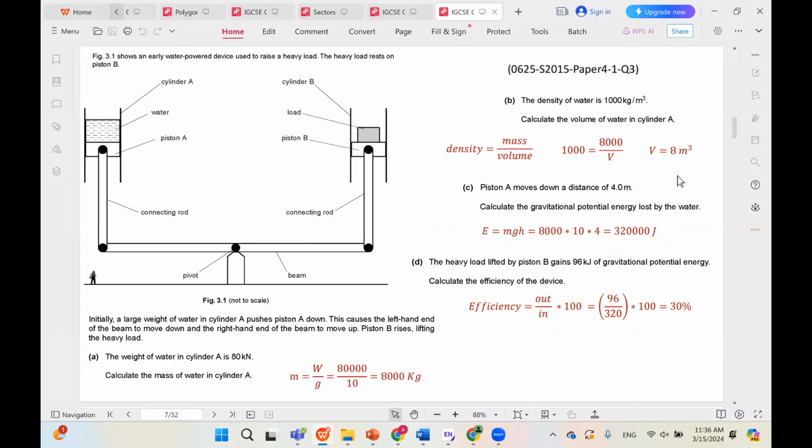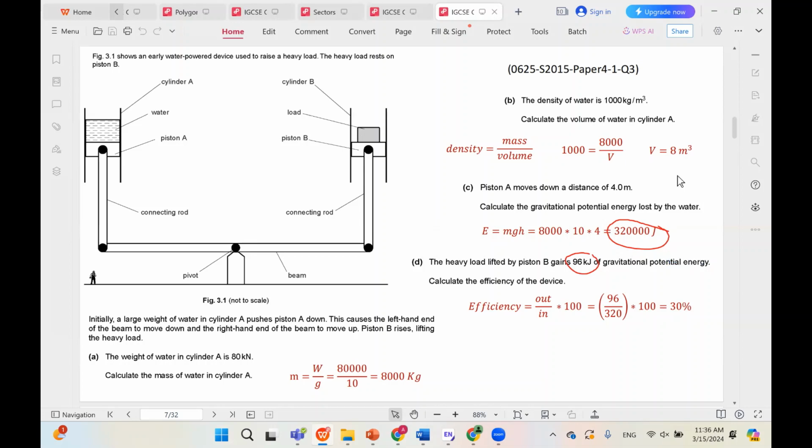In question D, we are told the heavy load lifted by piston B gains 96 kilojoules of gravitational potential energy. Calculate the efficiency of the device. So the efficiency is output over input times 100. And the output here is 96 kilojoules. The input is 320,000 joules.